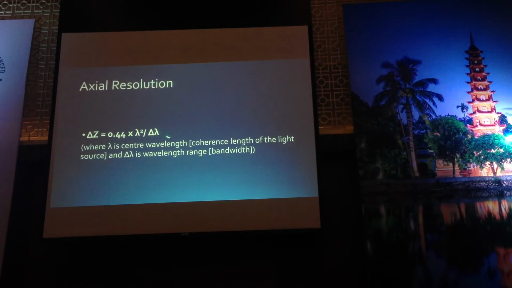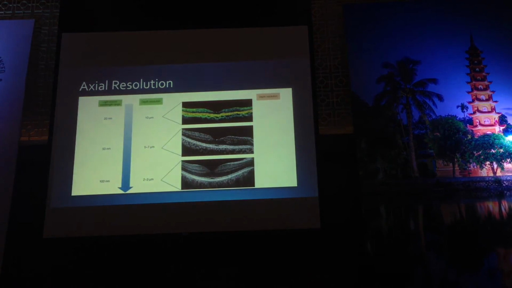The delta lambda here is the wavelength range of the bandwidth, which I'm going to tell you later on. If you use spectral domain OCT, the bandwidth is wider than the time domain, which is why the resolution is better. I'm going to show you in the next slide here.